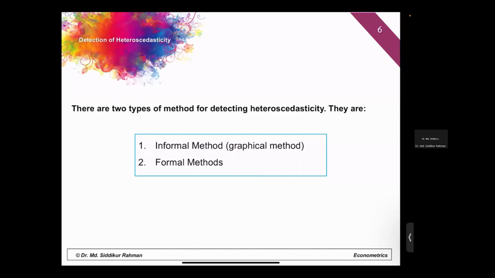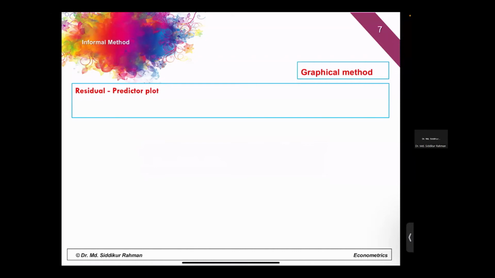So what are the informal methods? Number one, as I told you, is the graphical method. How can you do this? You can just make a plot of residual versus predictor. I think you already know the residual. Could you please explain what is residual? The residual is the difference between the observed value and the estimated value, Yi minus Yi hat. Very good.